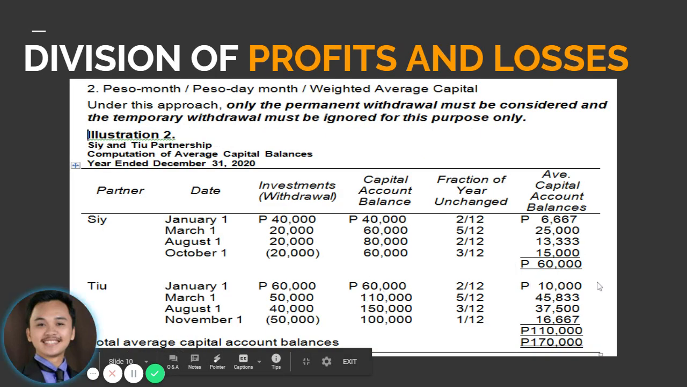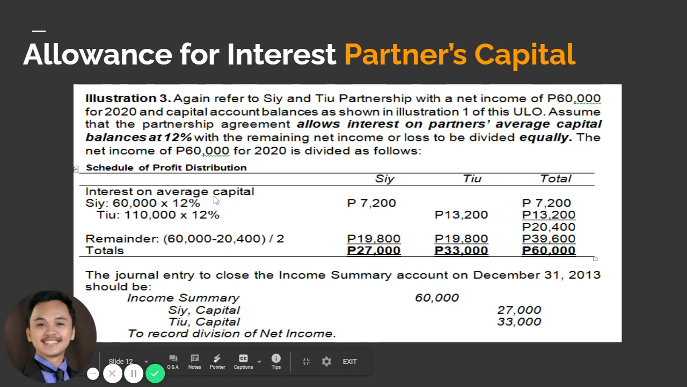So assuming that we will be using the 60,000 and 110,000 average capital account balances as basis for giving our partners an allowance for interest. So the interest stipulated is 12%. As what I have mentioned earlier, kung naay mga allowances nga ihatag ang partnership sa mga partners, it will be provided first sa mga partners.